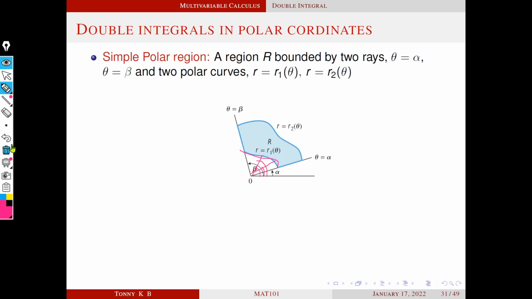Similarly, what about the second curve? This is r equal to r2 of theta. It is clear that here the radius is this length that depends on theta. Here the radius is greater than this radius, and that depends on this theta. That's why we denote r equal to r2 of theta, which represents a curve in our xy plane. The only thing is this is the polar representation of the curve. That means we can define this region R like this: alpha less than or equal to theta less than or equal to beta, and r varying from r1 of theta to r2 of theta. Such regions are called simple polar regions.